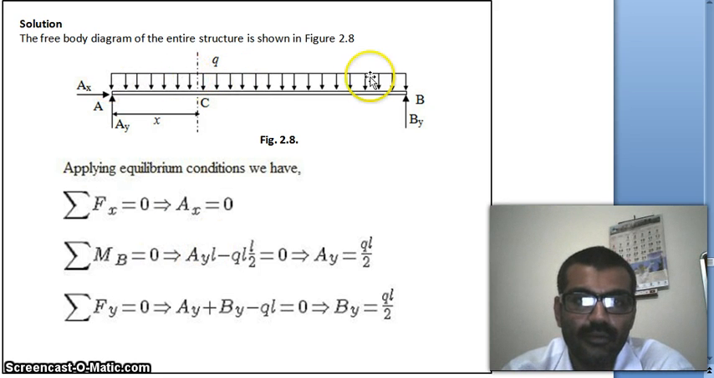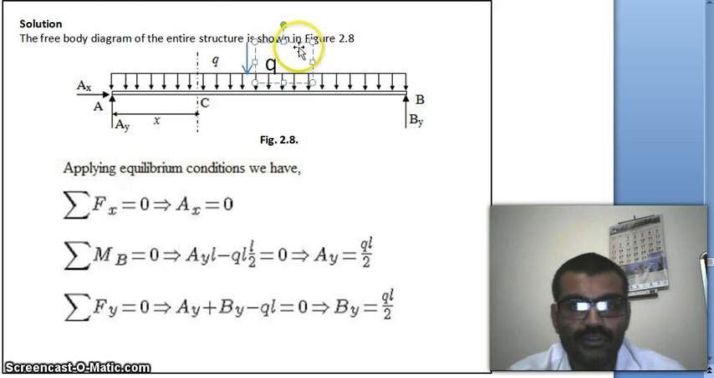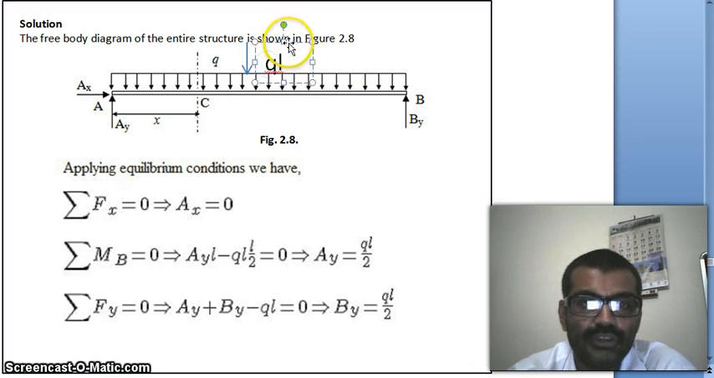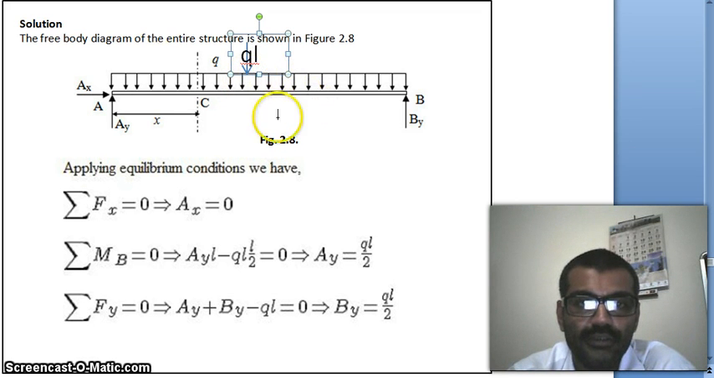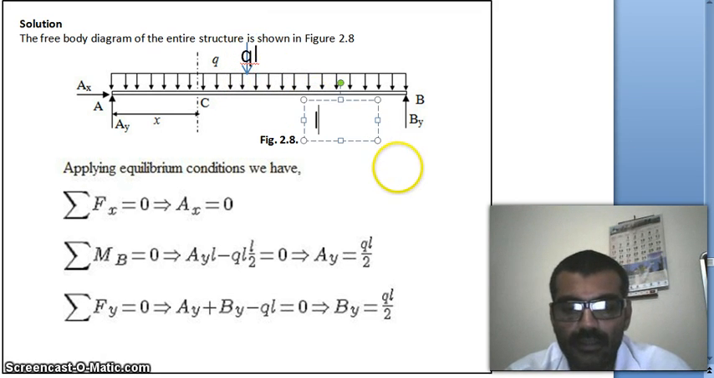Then the moment due to this UDL. When we are taking the moment, we convert this UDL into a point load, and the magnitude of that force is the UDL into its distance, that is L. So this vertical force will be qL, and it acts at a distance of mid span, that is L by 2, right? L by 2.